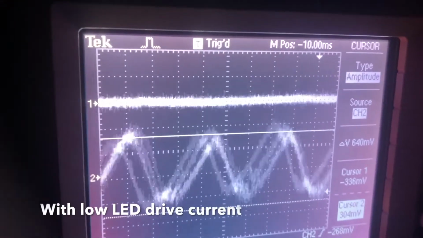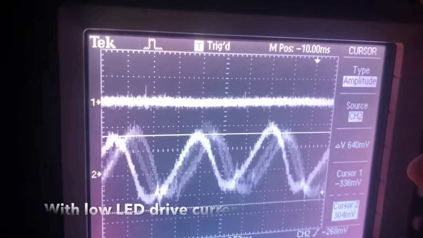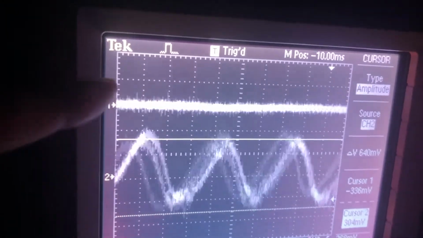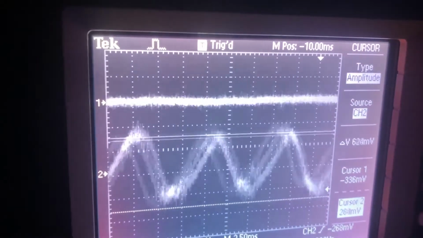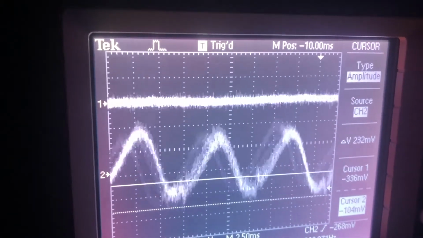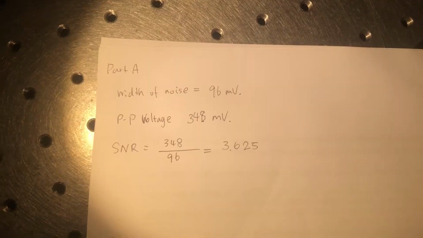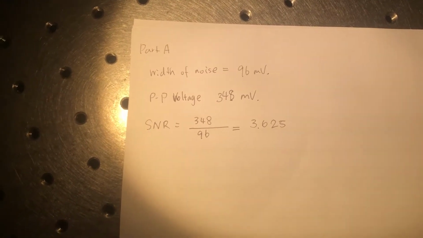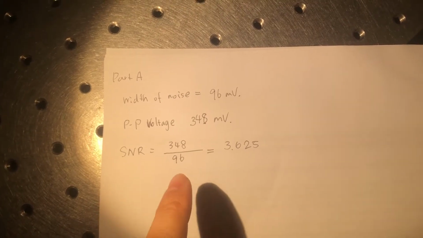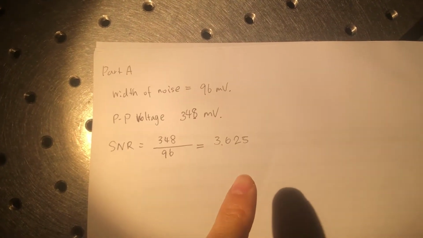When we decrease the current, the signal-noise ratio of PD is about 1. And then we use the cursor from the oscilloscope to measure the peak-to-peak voltage of the signal from PMT. We also use the cursor to measure the width of the noise so that we can calculate the signal-noise ratio, which is about 3.6.